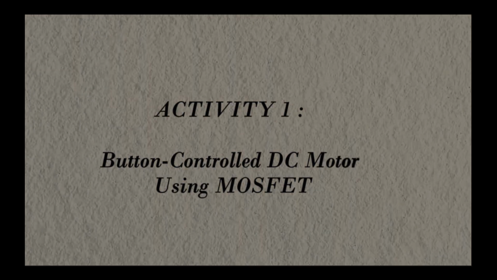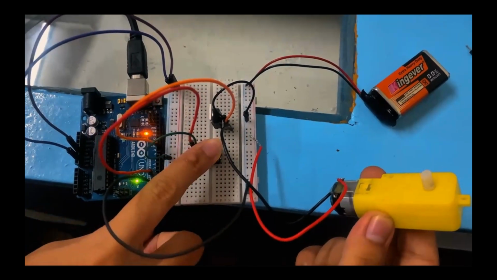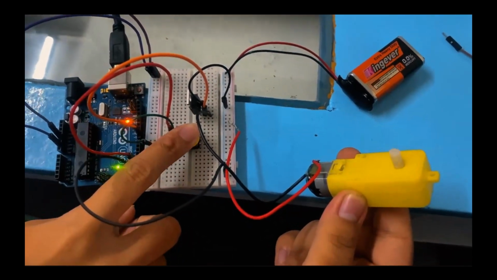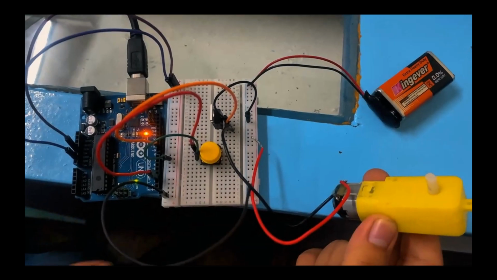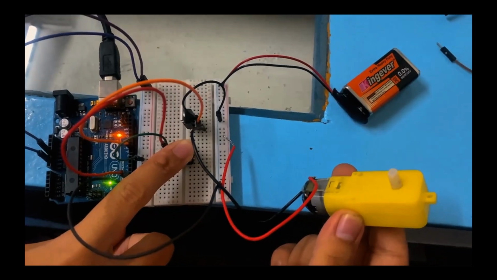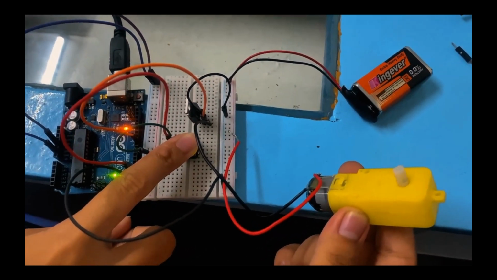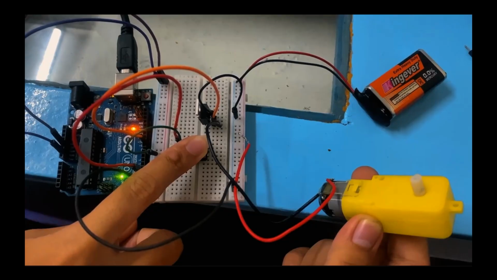Button-controlled DC motor using MOSFET. To control a small DC motor with a push button and an Arduino, connect the button so that when pressed, the motor runs. When released, it stops. The wiring is easy, and we faced no issues during the setup.